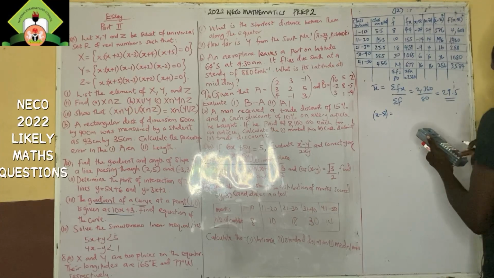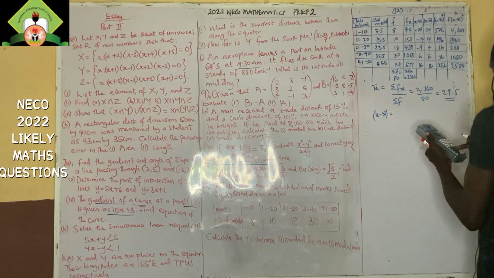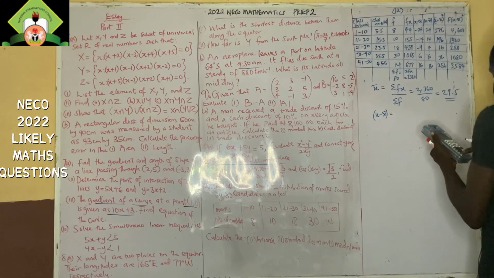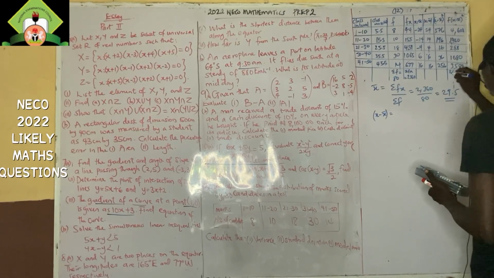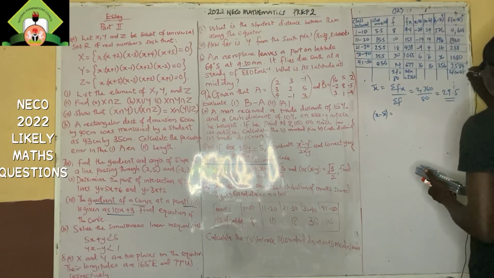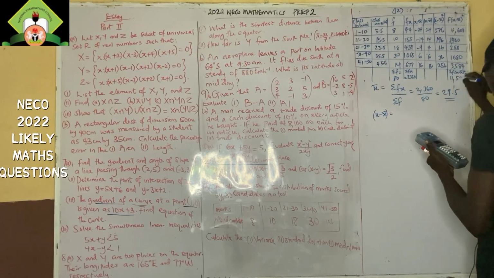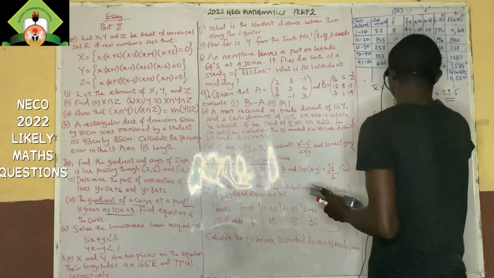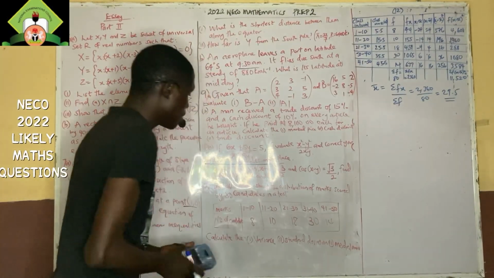3,584 plus 1,080 plus 288 plus 1,960 plus 4,608. This is the summation f(x minus x bar) squared, equal to 11,520. So that's that about that. We're almost there. Look at this.